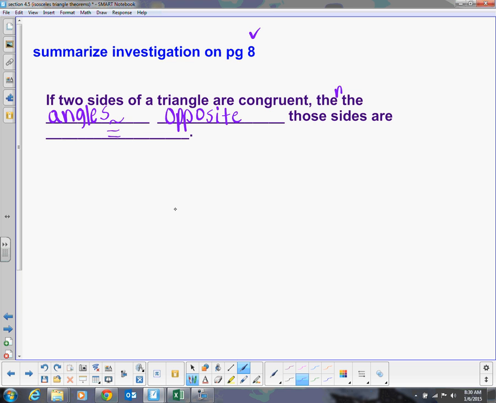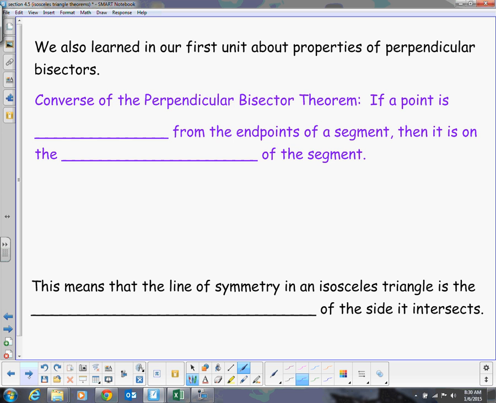That was an investigation in your investigation section. It's up to you, but you might want to look at page 8, investigation, when you go home, and write the summary there so you'll know. So that's one of the biggest things we're learning today.